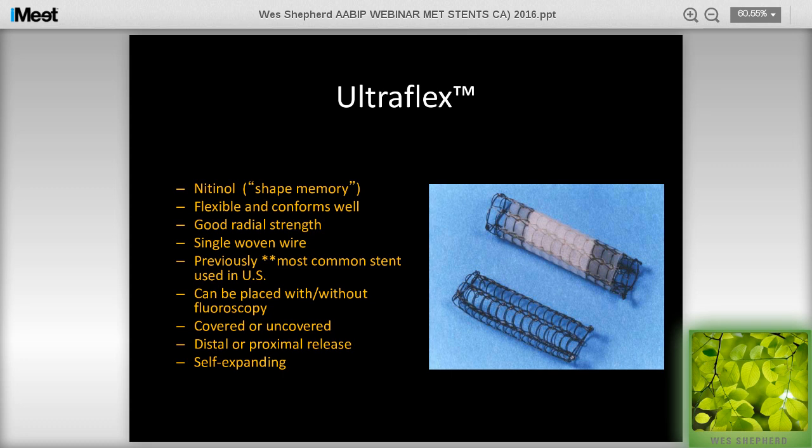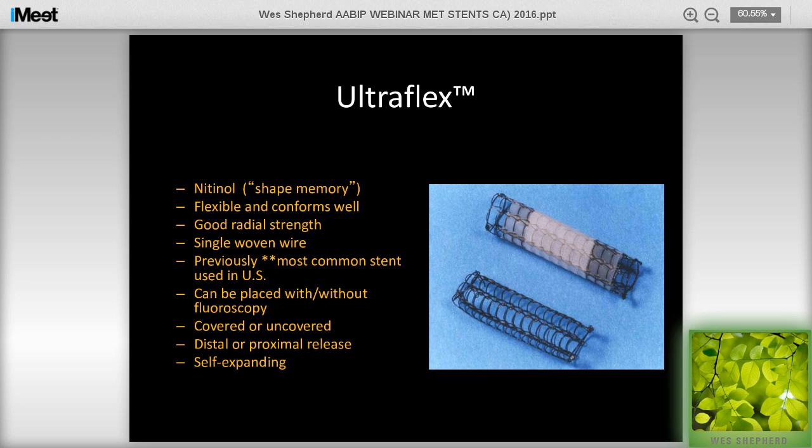It is self-expanding as well. And for those of you that don't know the history on the Ultraflex stent, as I mentioned, this used to be the most common self-expanding metallic airway stent in the U.S. until about 2011, when it was off the market for about 3 years. During that time period, the Aero stent obviously saw much higher use. Then at the end of 2014, the Ultraflex came back on the market with a slightly different covering. It's a Permalume covering instead of a silicone covering.